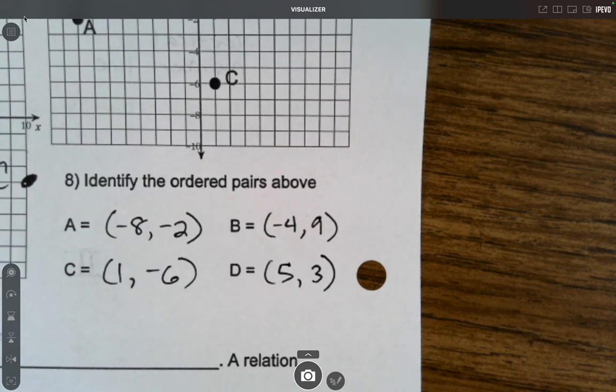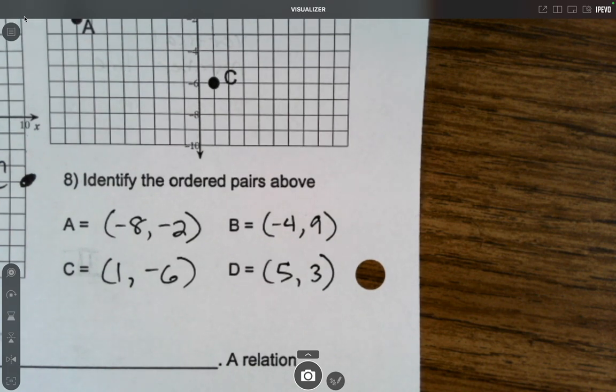So the first number tells you how far left or right you have to go. That's the x value. The second number tells you how high up or down to go. That's the y value.